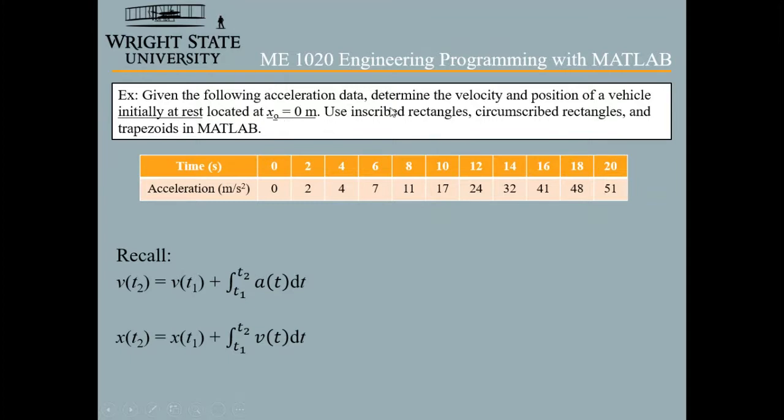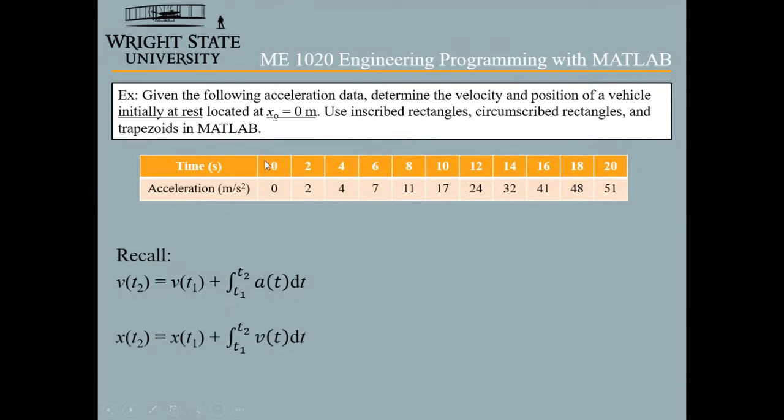I want to do it using the three methods I just briefly explained to you. So using inscribed rectangles, circumscribed rectangles, and trapezoids. And I want to recall what this right here is. This was just kind of a reminder for you and myself that velocity can be calculated by taking the integral of acceleration.